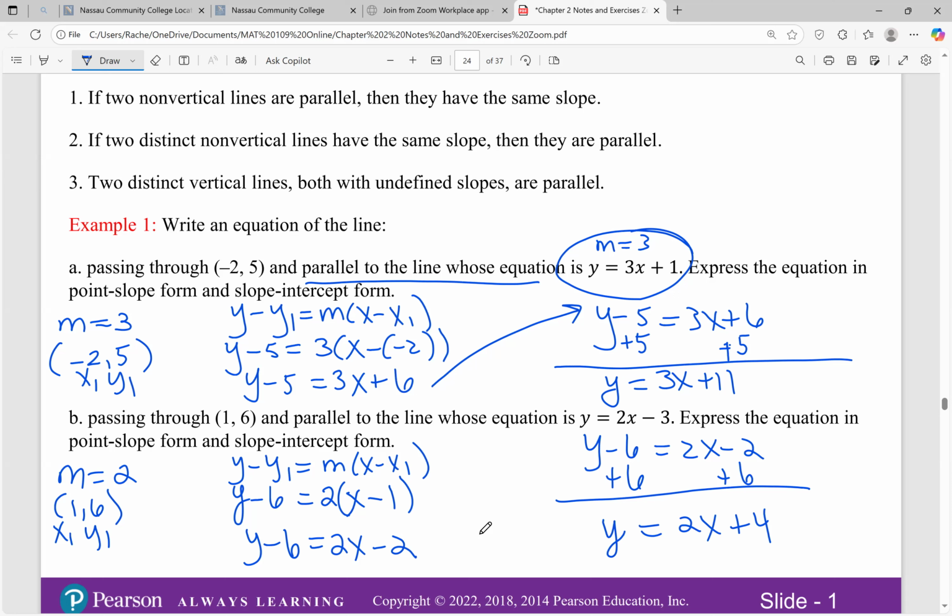So let's do the same thing. Why don't we plot these on the same graph, just so we can see that they're parallel. So we have y equals 2x minus 3 and y equals 2x plus 4. So let's graph them.